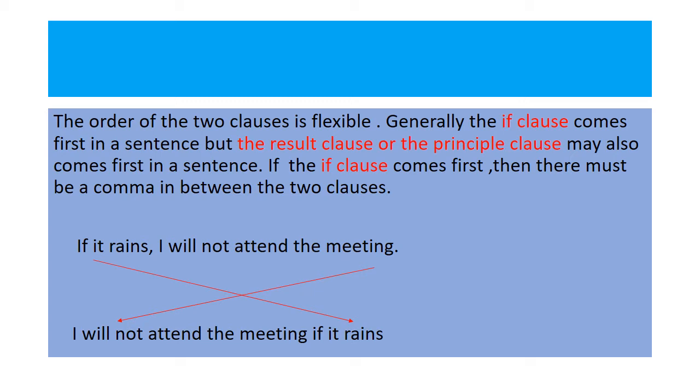If it rains, I will not attend the meeting. And the second example, I will not attend the meeting if it rains. The meaning of these two sentences is the same, but the order of the clauses is different. In the first sentence, the if clause, that means if it rains, comes first, and you must put a comma after this clause. But in the second example, the main clause, that means I will not attend the meeting, comes first, and you don't need to put any comma between these two clauses. So we can say that conditional sentences may appear in either of these two forms. That means the position of the clauses can be interchanged in a sentence.